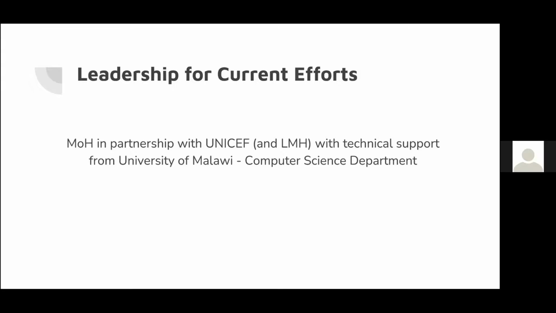In terms of leadership for the current efforts, we have the Ministry of Health as the owners of the system, in partnership with investors like UNICEF and Last Mile Health, and there are more on the list who are yet to commit themselves. And us, as the University of Malawi Computer Science Department, we're providing the technical support.